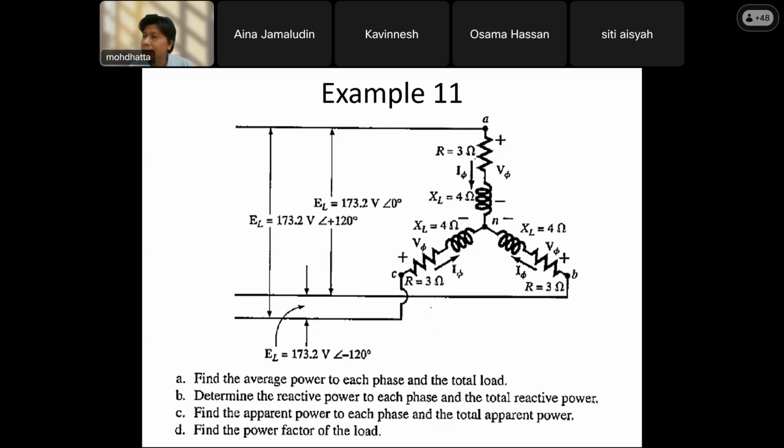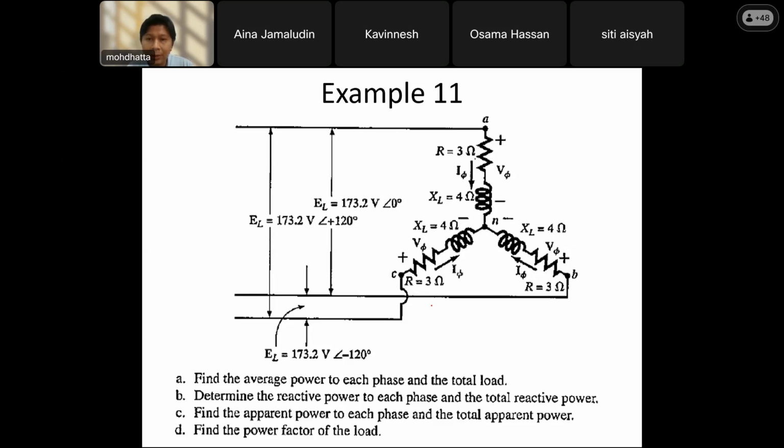Looking at this example, actually, I want to get into the solution straight away. However, before we get into the solution, we look at the question first. We have our impedance over here, which is given as R equals to 3 ohms and XL equals to 4 ohms.